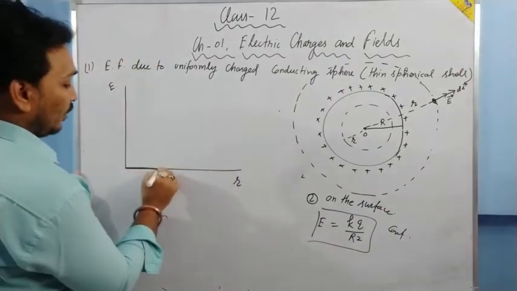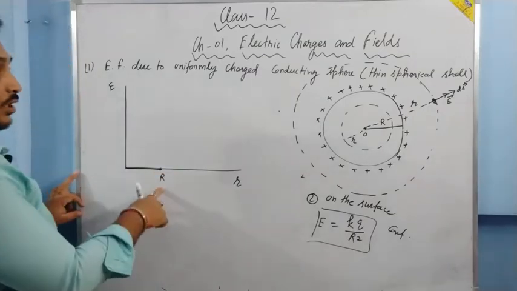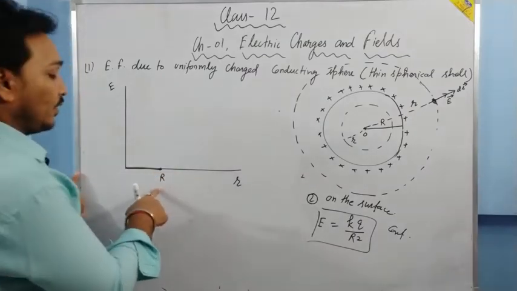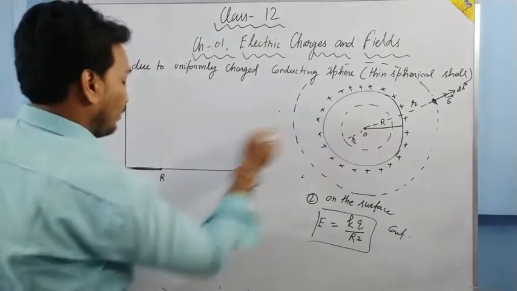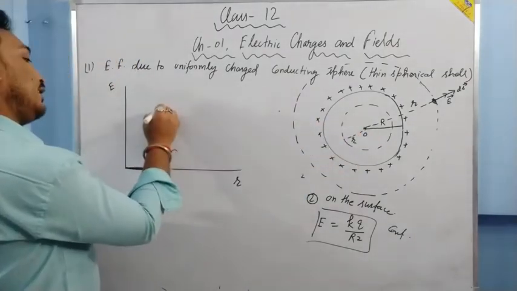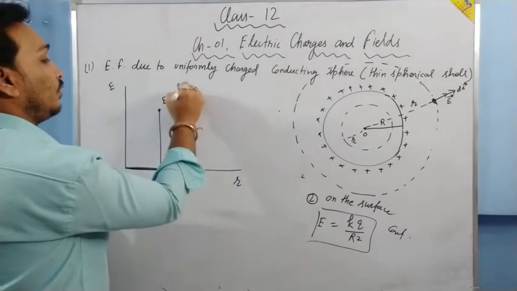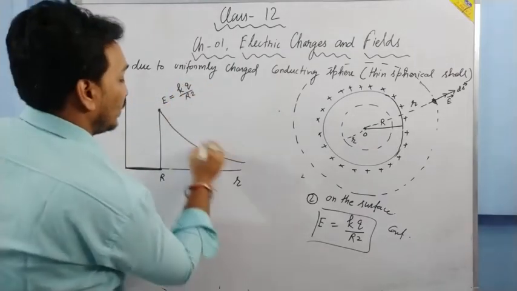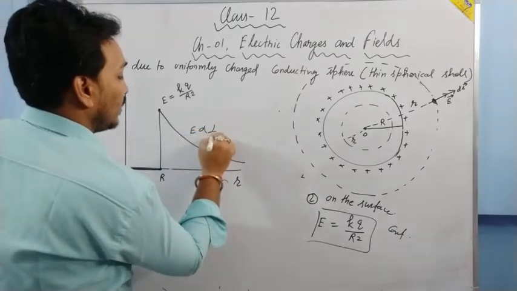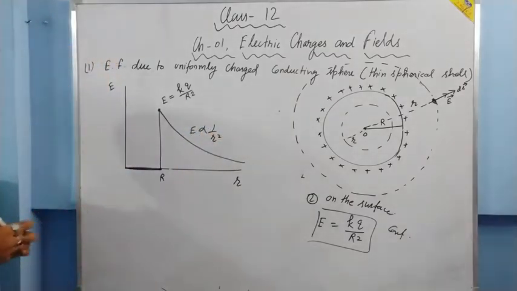Till the value of distance becomes the radius of the surface, electric field is 0, because inside, electric field is 0 everywhere. But at the surface, it is E, which is equal to kq by R square, and then after that, electric field decreases as the square of the distance from the center.